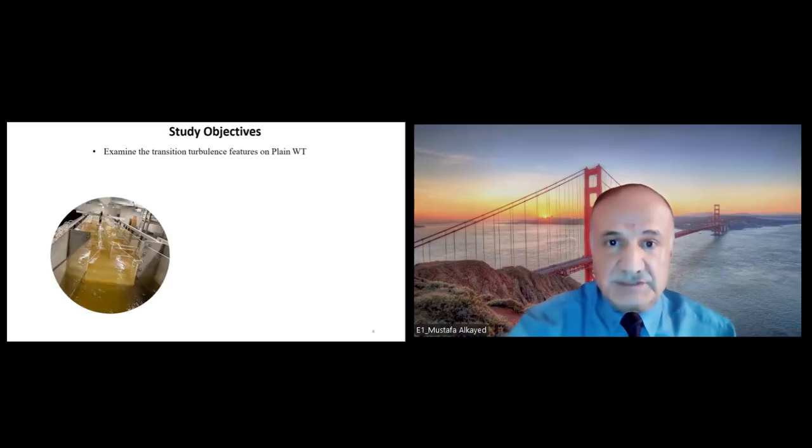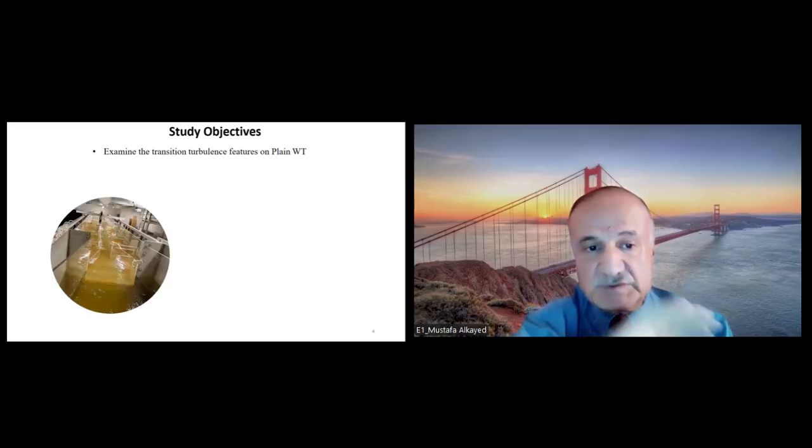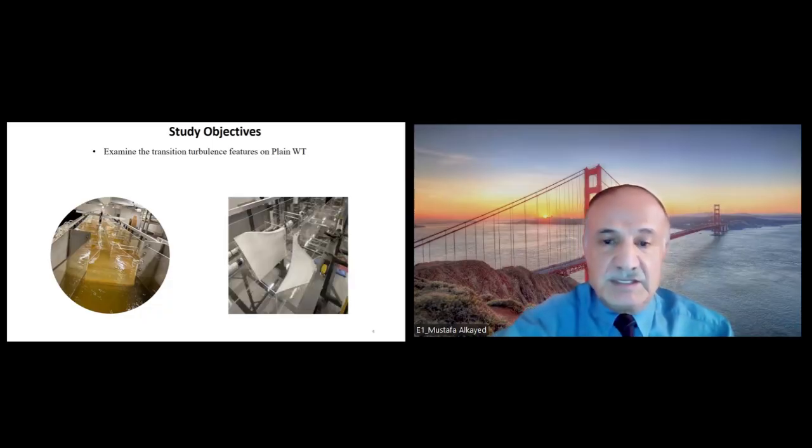Now, the objective of the study is to examine the warp transition itself, without adding any tools, and how we can reduce the turbulence. The project was done at Concordia University in Montreal, Canada. So we used plexiglass to build the flume. It's made of plexiglass sheets.